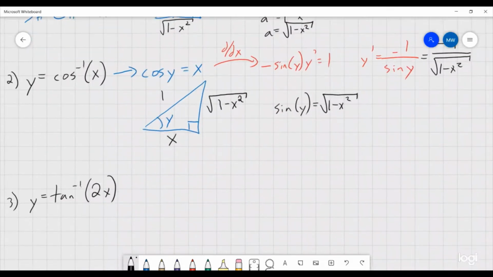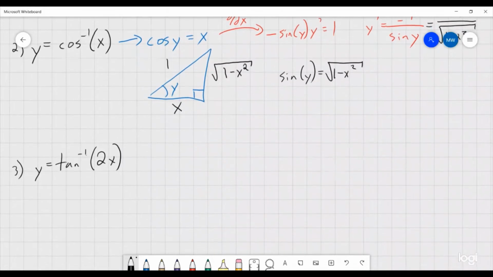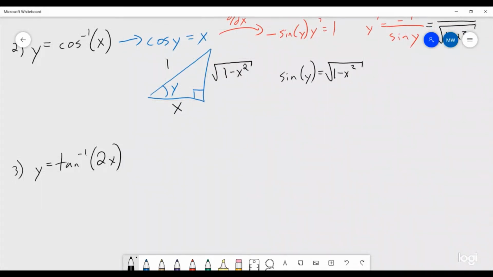So now let's do the last one, which is probably going to be the trickiest of these. So what are we going to do here? Well, we can take the derivative of both sides after we've rewritten it a little bit. So first, rewrite this. So this will become tangent of y is equal to 2x. So then when we take the derivative of both sides, what's the derivative of tangent? Well, that's secant squared. So we got a secant squared of y times y prime is equal to 2.